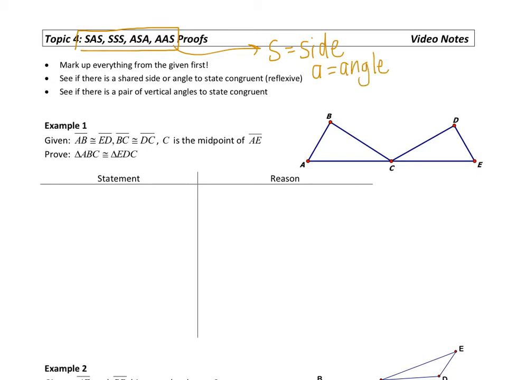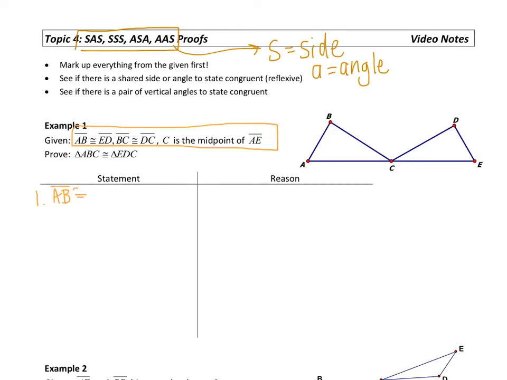It's important to understand that when we're doing these proofs, we need to mark up our givens. Everything that they give us in the first statement here, the given, needs to be marked up on our picture. If we don't mark it up, then we're not going to be able to prove what they're asking us to prove. So first I'm going to state everything that they told me.